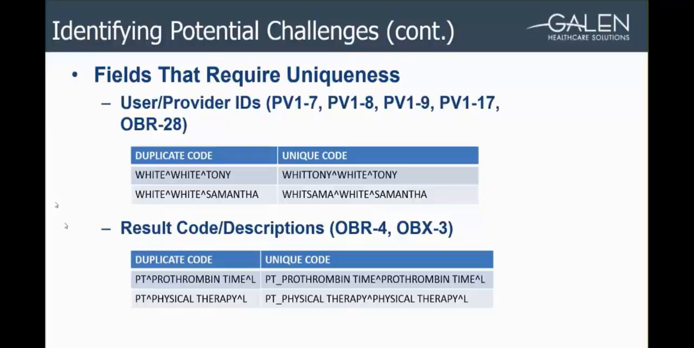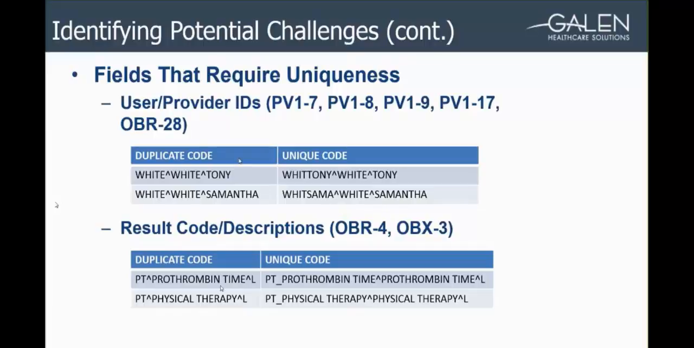The same situation can come into play for order and result codes and descriptions. As an analyst, you'll want to identify instances where the same code may be used for more than one lab. In this example, the code PT is used for two different results. Whichever result is loaded first with that PT code is what will display whenever the code PT is used, regardless of what the description is.